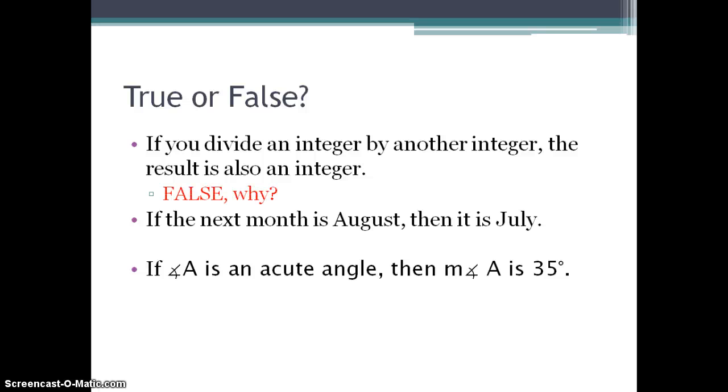This is going to be false, because we can think of an example. For example, if you divided 3 by 2, you would get 3 halves or 1.5. That is not an integer. That's a fraction or a decimal. You could have done 5 divided by 3 or 100 divided by, I don't know, 17. Anything that wouldn't equal a whole number.